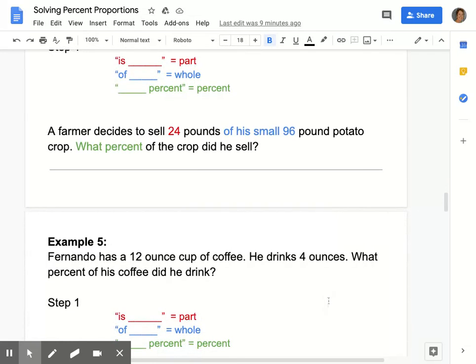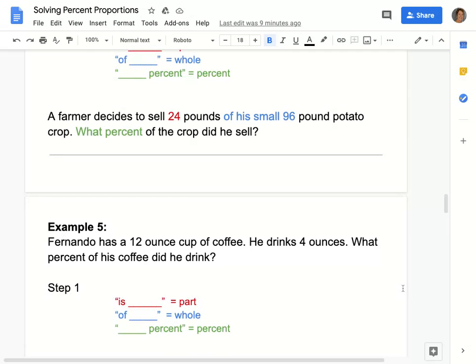Example 5. Fernando has a 12-ounce cup of coffee. He drinks 4 ounces. What percent of his coffee did he drink? So let's look through this. Do we see the word "is" anywhere in the problem? No, we don't. So then I look through.